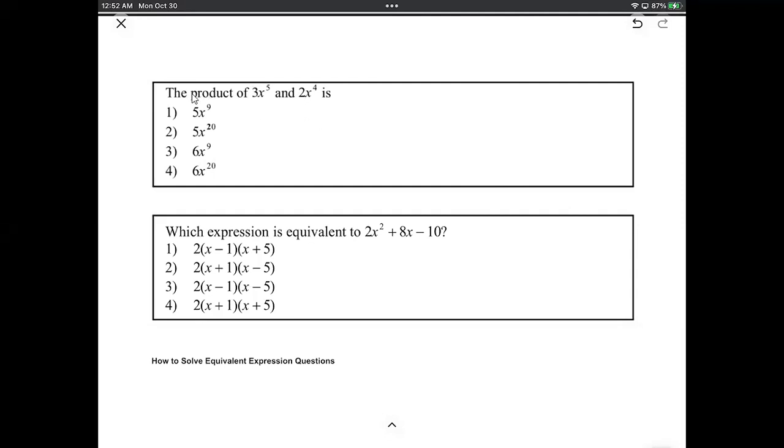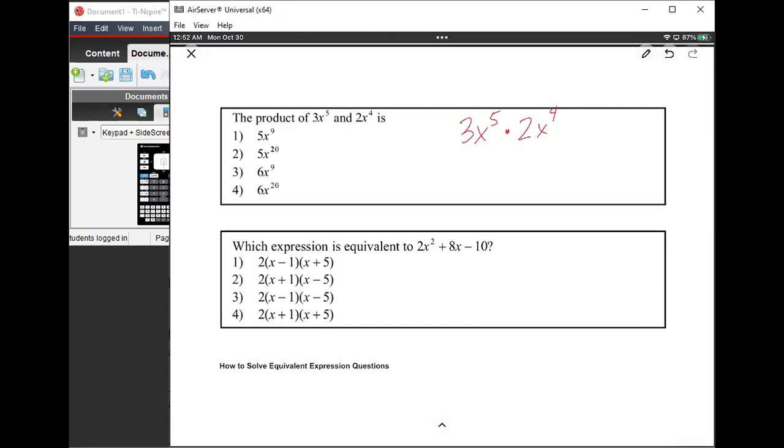So right here, I've got the product of 3x to the fifth times 2x to the fourth, which if I were writing it would be 3x^5, and then we would have a dot here, and then it would be 2x^4. Now, I am not going to use the product rule for this. I'm actually just going to go through and find the answer. So I'm going to use the calculator. And basically, you can do this anytime you have expressions that you're trying to check.